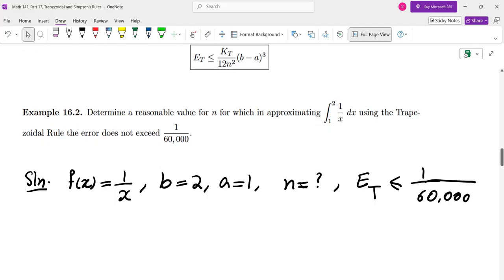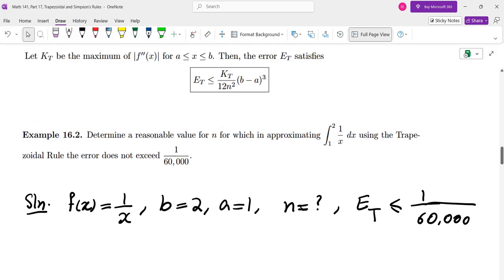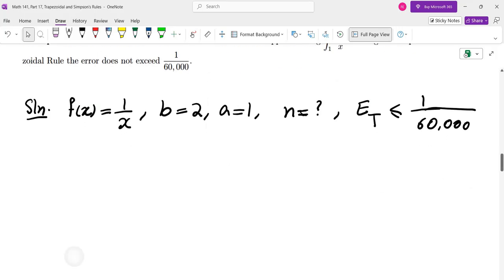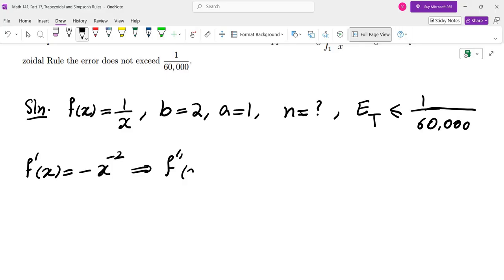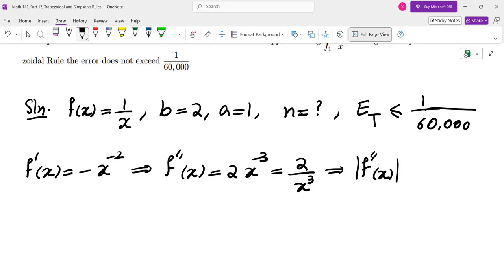Okay, so in order to evaluate n, we'll have to figure out what is K sub t. That's the maximum of the absolute value of f double prime. So we have to take the derivative of f. That would be minus x to the power of minus 2. The second derivative of f would be positive 2x to the power of negative 3, which is 2 over x cubed. Now we will have to take the absolute value of this. Because x is between 1 and 2, this is positive, so I don't really need the absolute value.